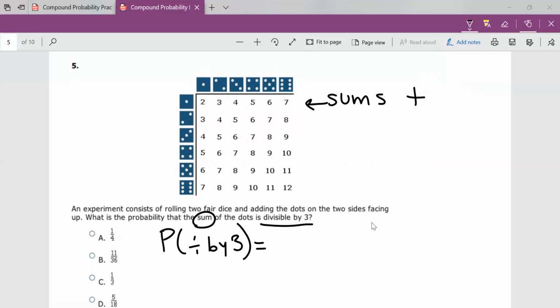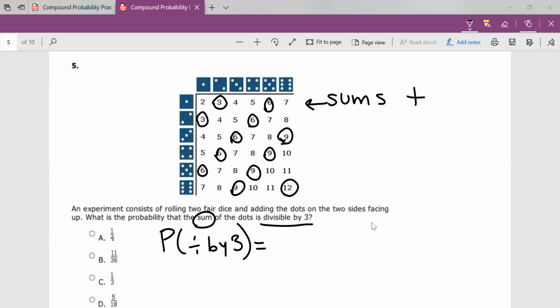Okay, so these are all the sums. I've already done the array for us, which is really nice. So now we just need to figure out which of these sums are divisible by 3. I know that 3 is divisible by 3, so both of these. I know that the next number divisible by 3 will be 6, so all of these sums will be divisible by 3. And then I know that 9 is also divisible by 3, and lastly 12.